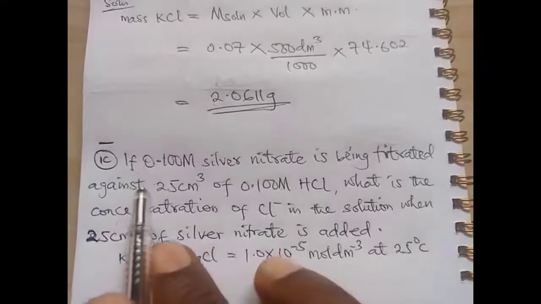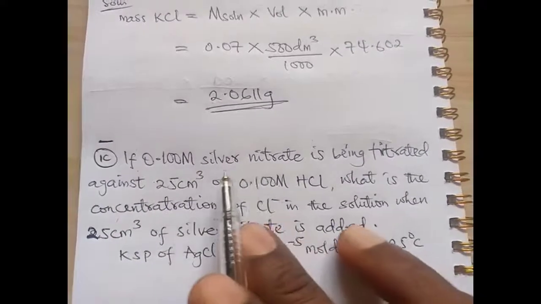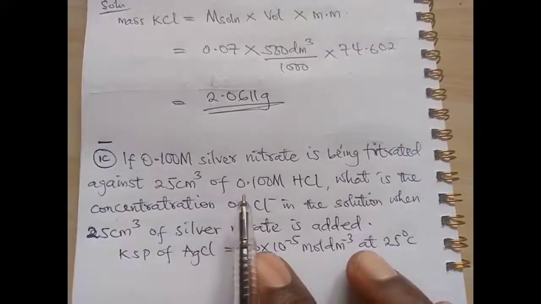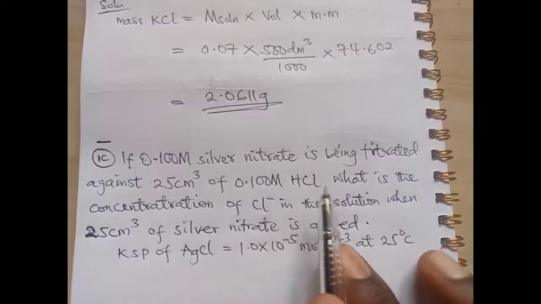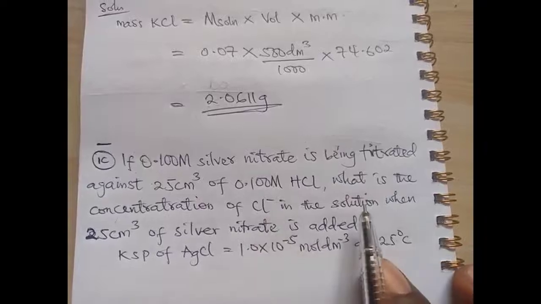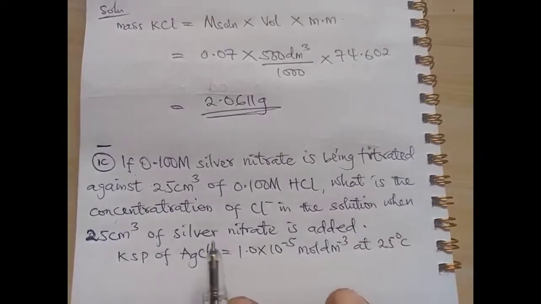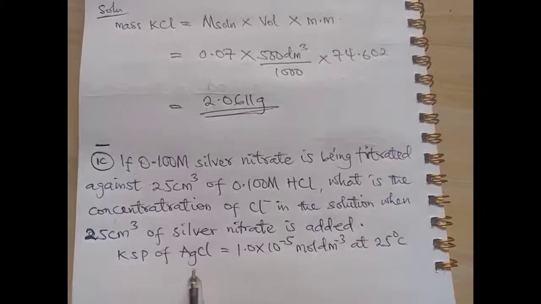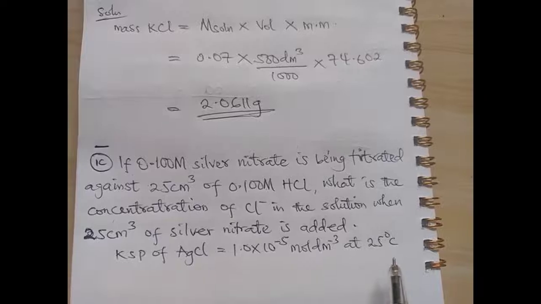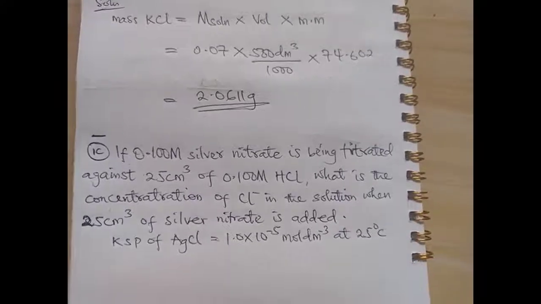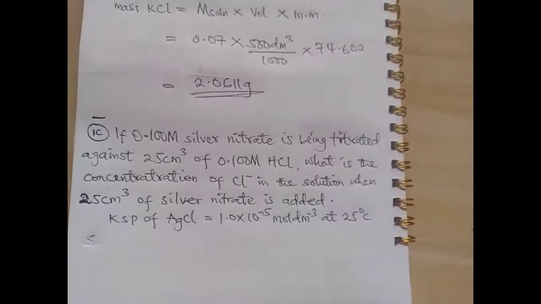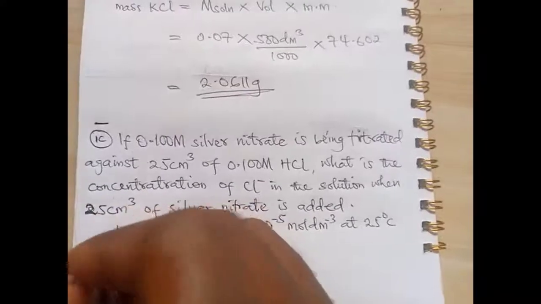Number 1c says, if 0.100 molar of silver nitrate is being titrated against 25 cm cube of 0.100 molar of HCl, what is the concentration of chloride ion in the solution when 25 cm cube of silver nitrate is added? Now, KSP of silver chloride is 1.0 times 10 raised to power minus 5 mole per dm cube at 25 degrees Celsius. Now, let's solve.